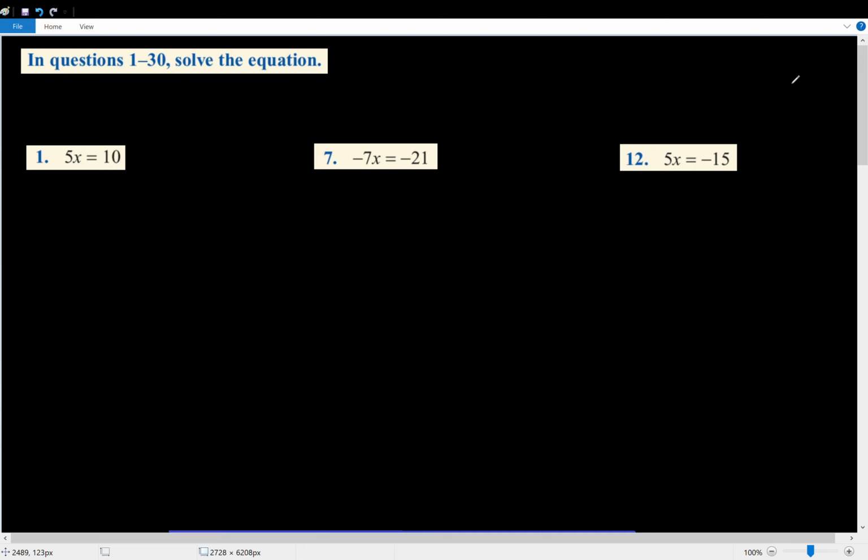This is questions 1, 7, 12, 17, 22, 24, 26 and 27 from exercise 7.3 in Project Maths 1. In the questions we have to solve the equation.